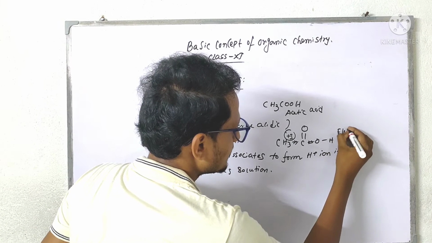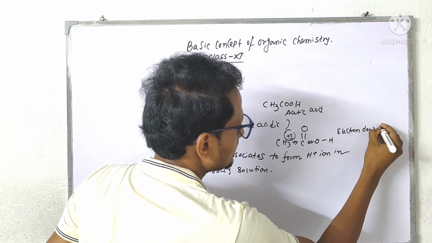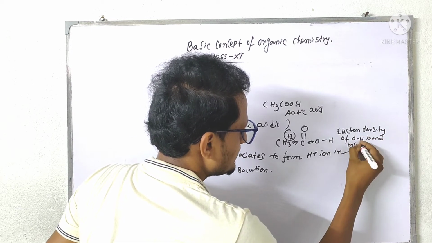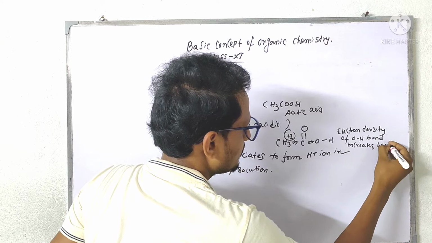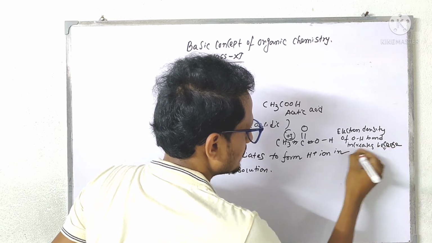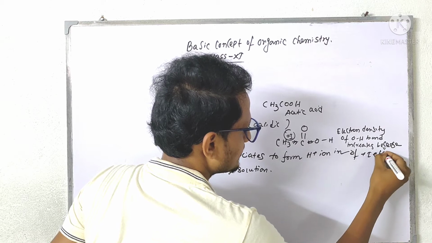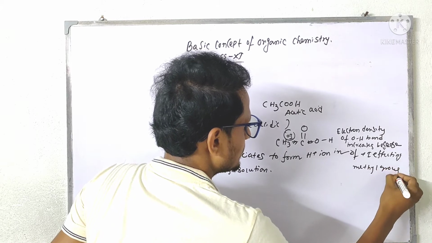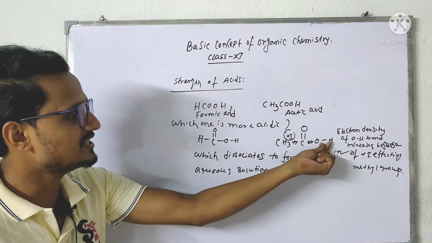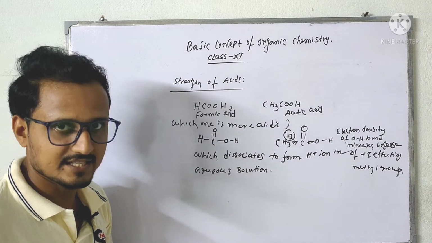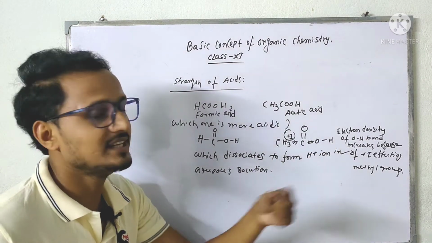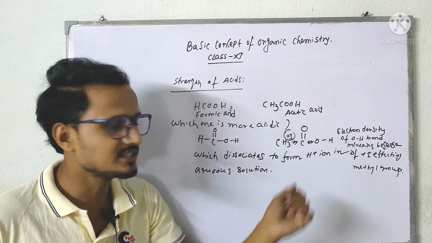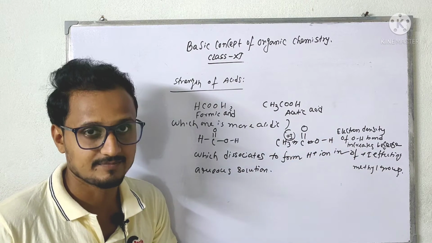Electron density of OH bond increases because of the plus I effect of the methyl group. Okay, so here the electron density on the OH bond increases. So now if the electron density on a bond increases, then that bond will be stronger, so it will be hard to break this bond, so H plus will not release easily.